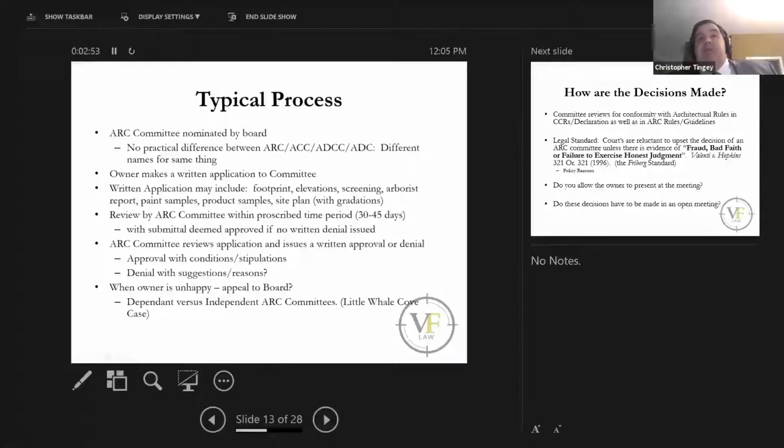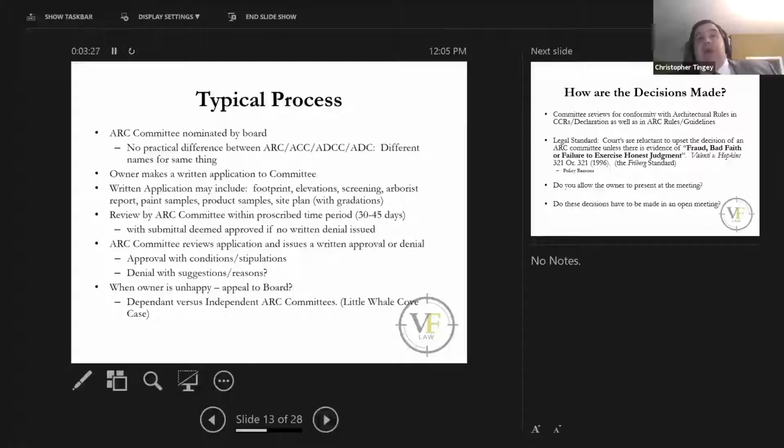And one question that I always get asked in the process is, are meetings of the committee open? Are they open to owners, or open to the people that submit the application, either way? And the answer is usually it's driven by your documents, but oftentimes documents are silent. They don't say that they have to be open. If there's a general provision in your documents that says all committee meetings have to be open, that would include the ARC. But again, that's not a typical provision. That's a pretty rare provision.